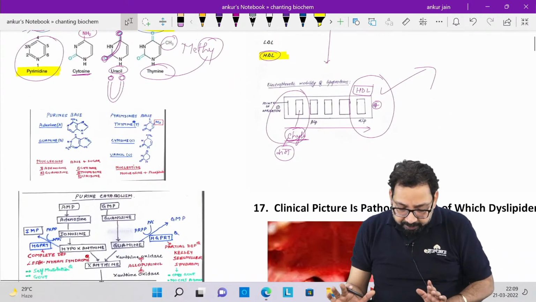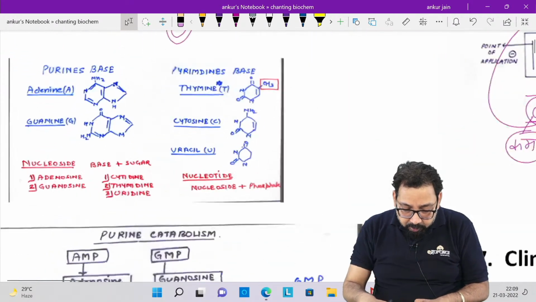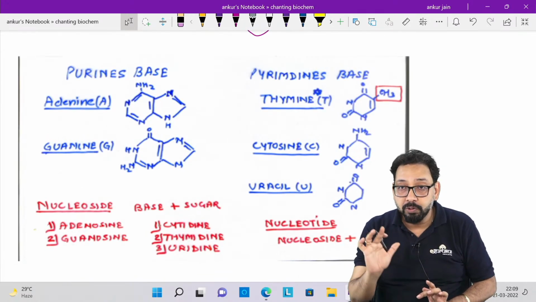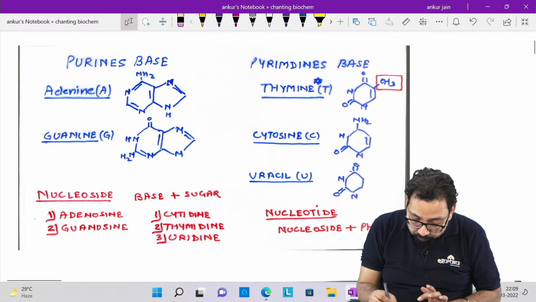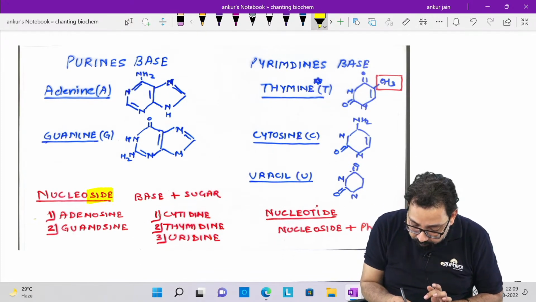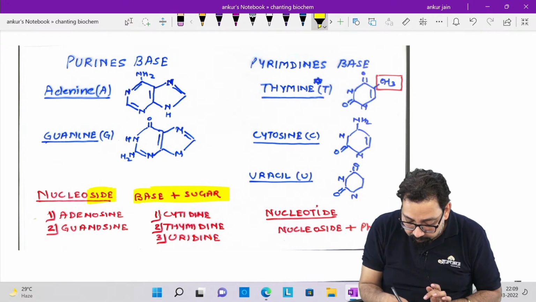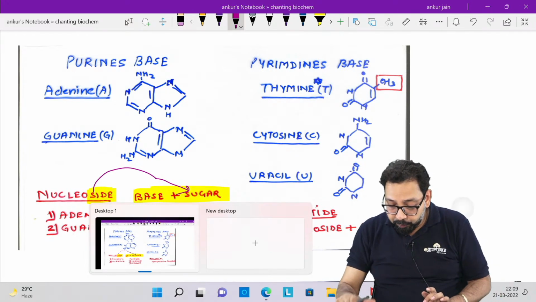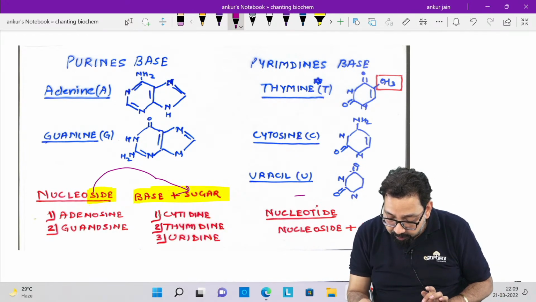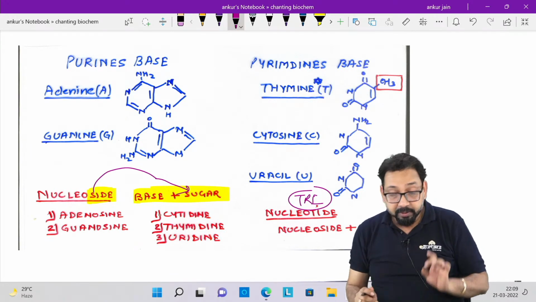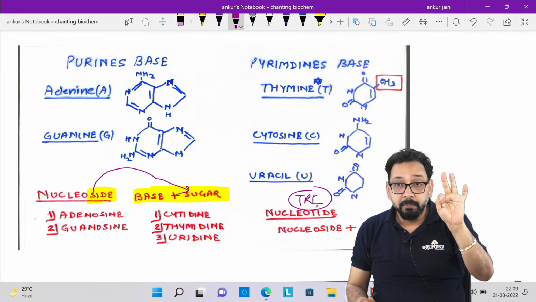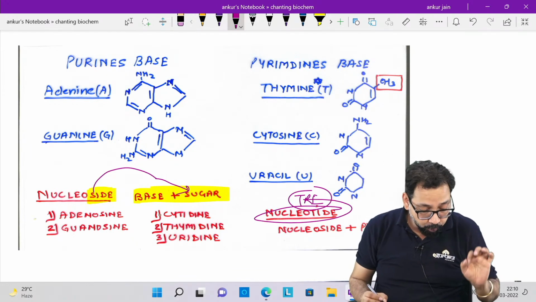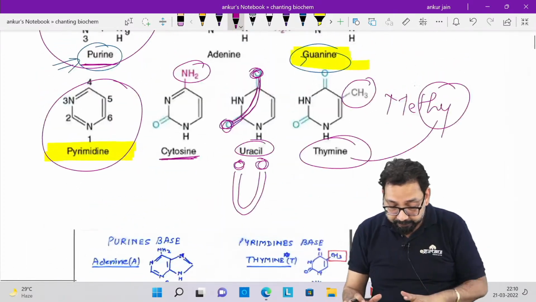So this is about purine and pyrimidine rings. Base plus sugar, S for sugar, S for side, nucleoside. Base plus sugar. You can easily remember nucleoside. Nucleotide, ti means tri. Three things are there. Base plus sugar plus phosphate, nucleotide.